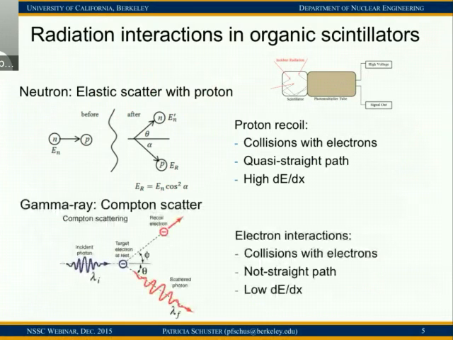So gamma rays would deposit energy often by a Compton scatter interaction, which produces a recoil electron. So the electron recoils in the material similarly to the proton, except when it interacts with the other electrons in the material, it's the same mass as the target electron, so it suffers wide angle scattering. You can think about billiard balls. So it does not travel in a straight path, and also it deposits a lower dE/dx, so the excitations are farther apart.